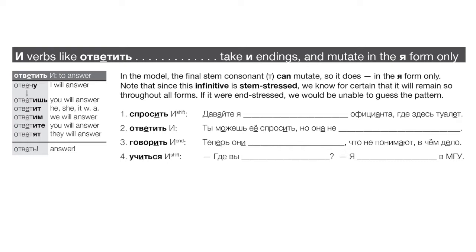Number 3, говорить. Now they are saying that they don't understand what the deal is, meaning they don't understand what's going on. There are lots of ways to translate that idiom in Russian. Okay, теперь они говорят, что не понимают, в чем дело.